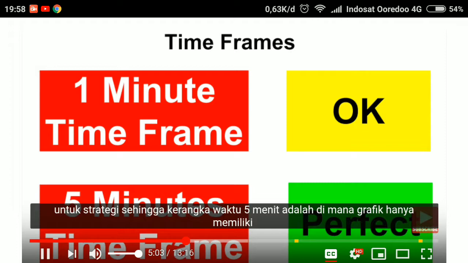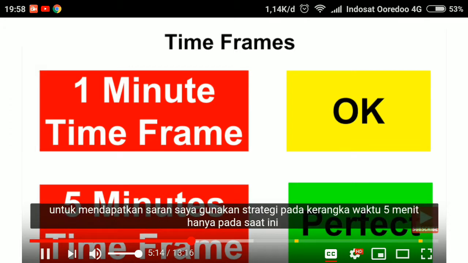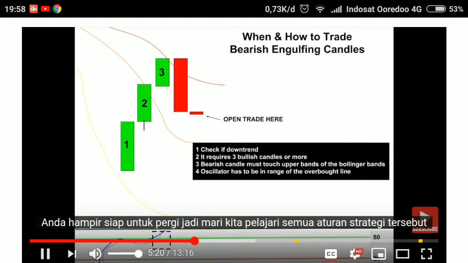The 5-minute time frame is where the chart has only candles that are 5 minutes long and the expiry is going to be 5 minutes long. So if you want my advice, use this strategy on a 5-minute time frame only. At this point, you are almost ready to go. So let's learn all the rules that this strategy requires.